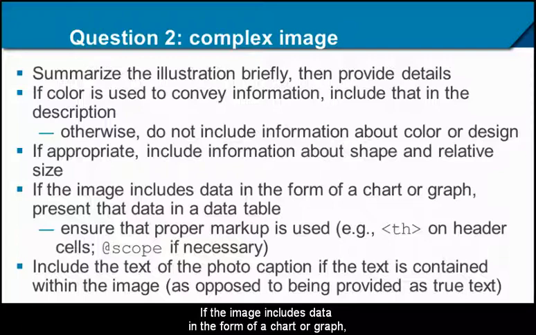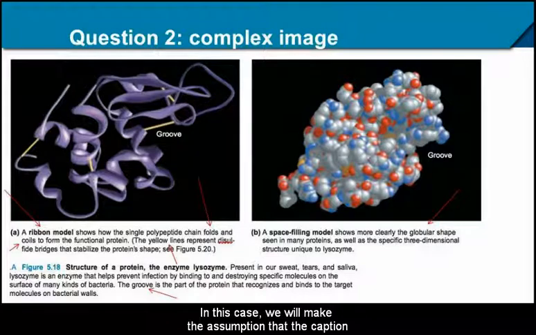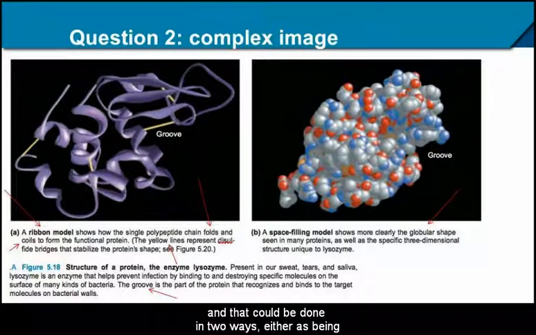If the image includes data in the form of a chart or a graph, present that data as a data table. That won't happen in this case, but in 2 images, we'll have an example of that. Include the text of the photo caption if the text is contained within the image, as opposed to being provided as true text. And so let's start with that one. In this case, we will make the assumption that the caption below each image is accessible to a screen reader. And that could be done in 2 ways, either as included as a caption in the code, in the markup, or simply as text that appears below the image and is associated with the image that way.